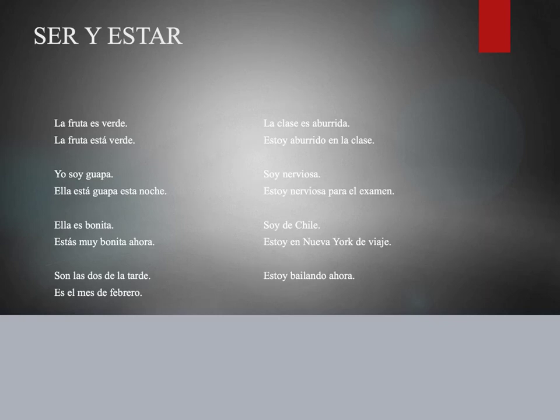Okay, so if I look at my examples that I had pulled up before to introduce you to this, we're going to take a look at these now and see if we can figure out why it uses ser and why it uses estar. So let's take a look at la fruta es verde versus la fruta está verde. So I think about la fruta es verde. I'm using es here because it's describing. It describes the color of the fruit. So I'm identifying the fruit as green, or defining it or describing its physical character.